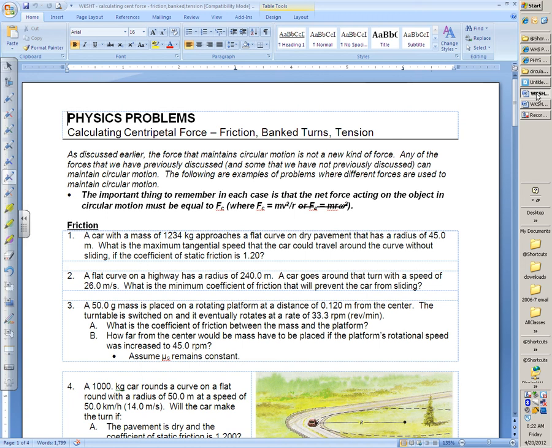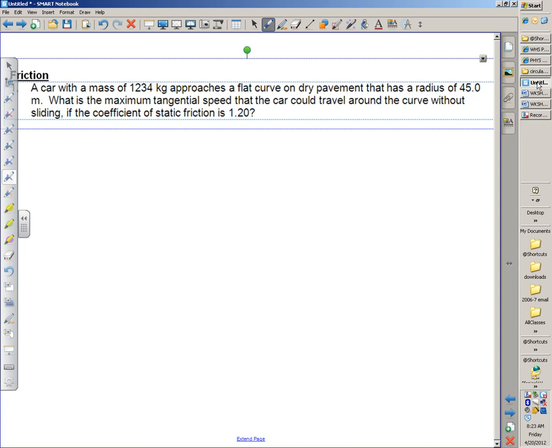But regardless of how we go about doing it, the amount of centripetal force required is equal to mv squared over r, where m is the mass of the object moving in a circle, v is the tangential speed, and r is the radius of that circle. If we take a look in the first section here, friction number 1. You'll notice on that sheet there are a couple different sections. We'll do a couple of problems from each section every day this week.